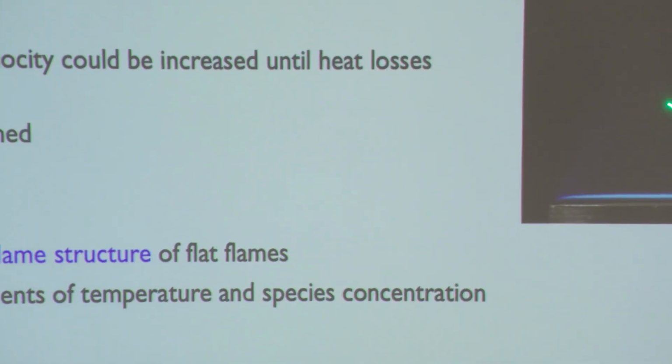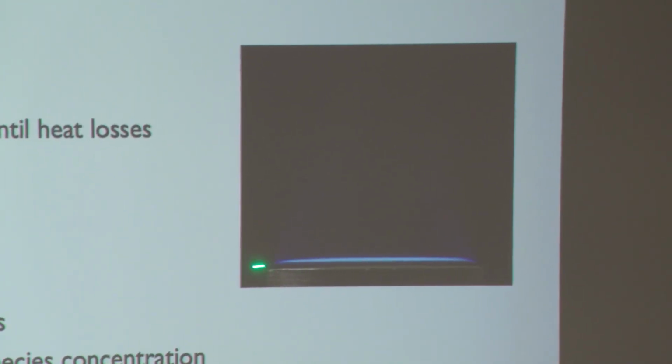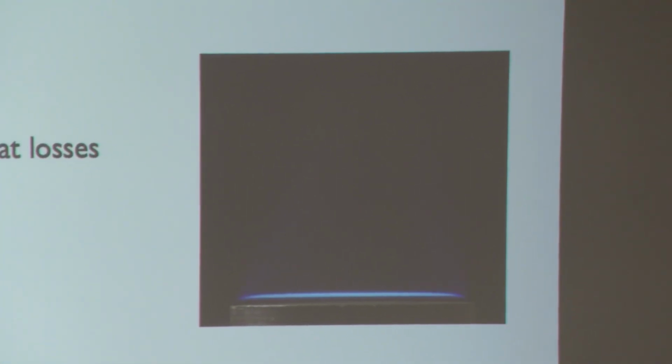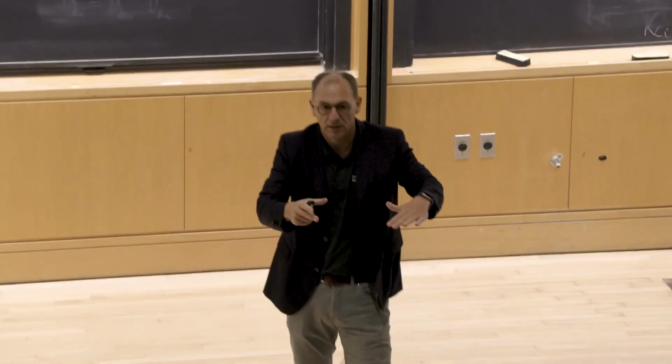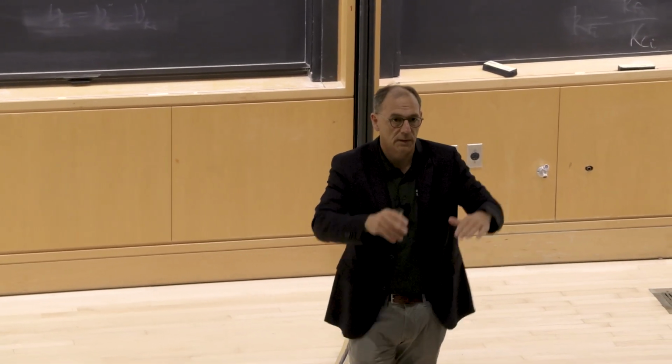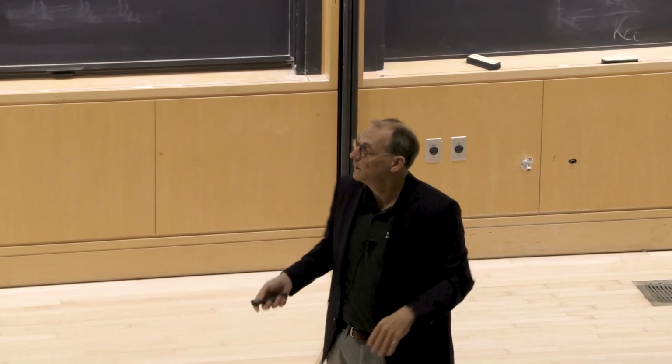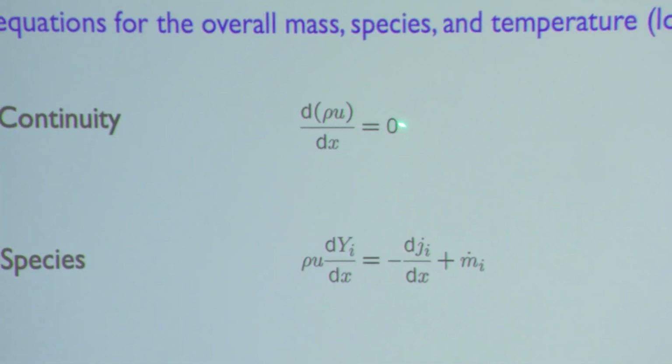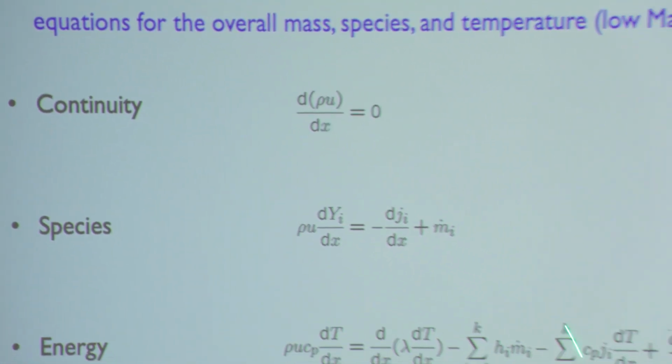Now, but we can compute this. The nice thing about this is you see, this is absolutely symmetric. And you can compute this in 1D, okay? Because there are no radial gradients, you compute this in 1D. So I can write the governing equations in 1D.